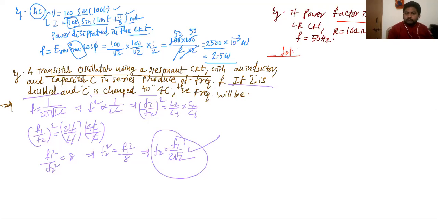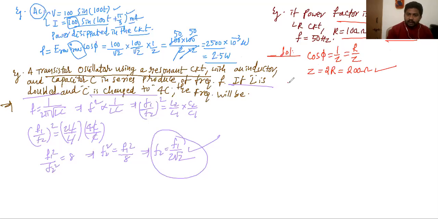Power factor is 1 by 2. What is power factor? Cos phi is equal to 1 by 2, which is equal to R by Z from the impedance triangle. So from here I can say your Z value is equal to 2 times R. So 2 times R is 2 into 100, it's 200 ohm. Simple. Z you have, R also you have. So finding L is very simple.